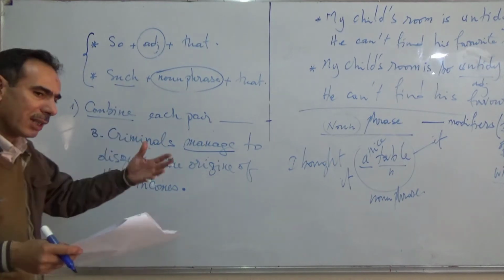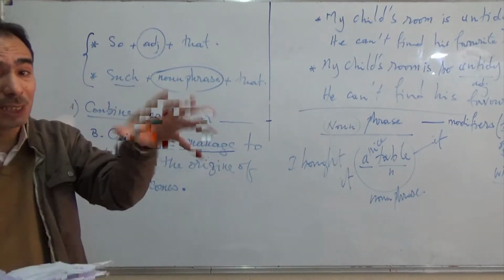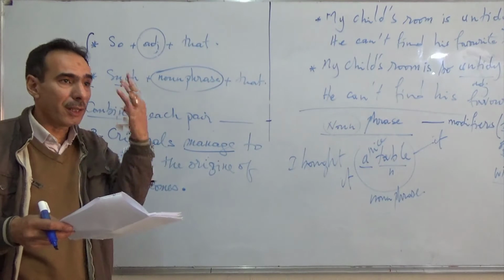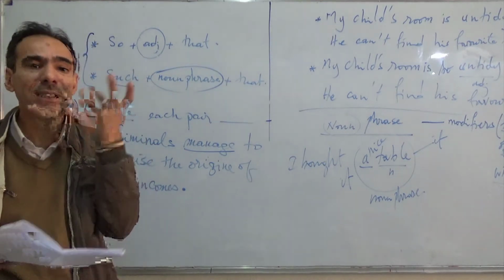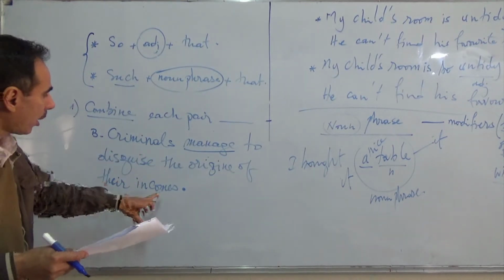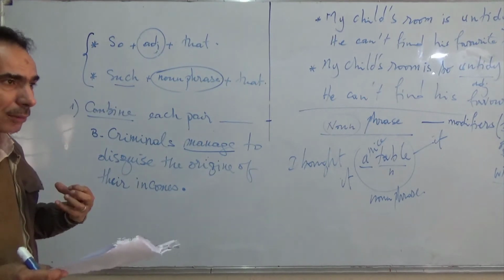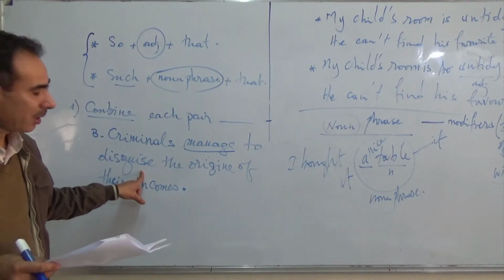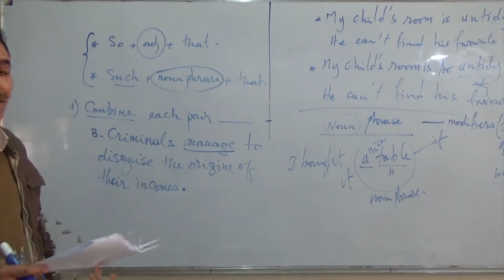What do you mean by disguise? I can tell you that generally most of the words used in baccalaureate papers are words you have already seen in class. Disguise is a word you have seen in class. Disguise means to hide the real appearance of something. For example, if I put on makeup, I am disguising my face. Disguise the origin of their incomes. What are incomes? Incomes are the money they get, the money they earn. They earn it legally or illegally, we don't know, but if they want to disguise their incomes, it means that these incomes are illegal, and that's why we call them criminals.